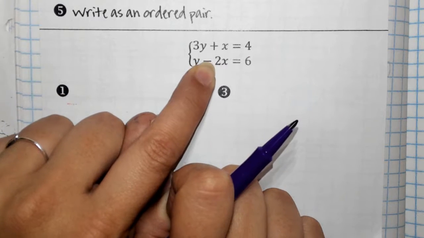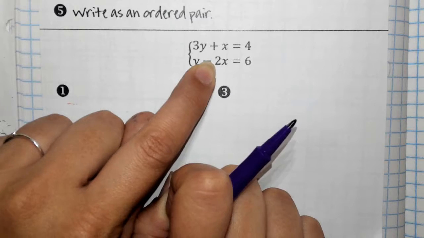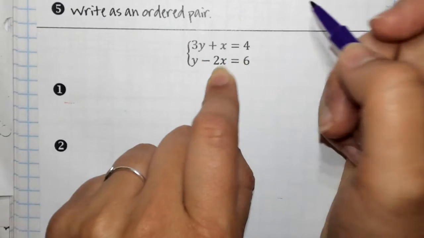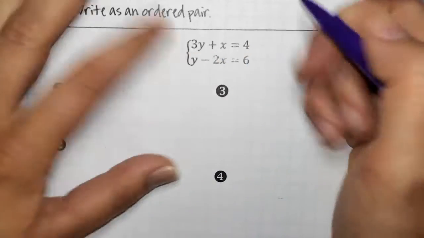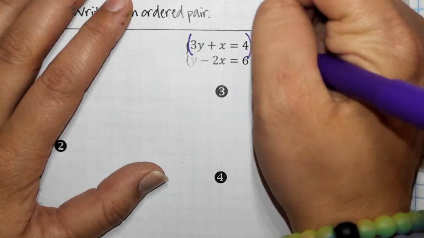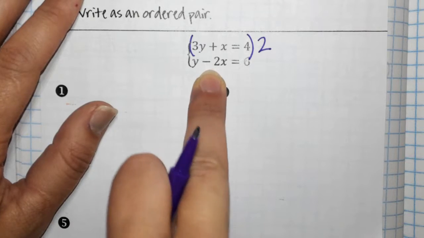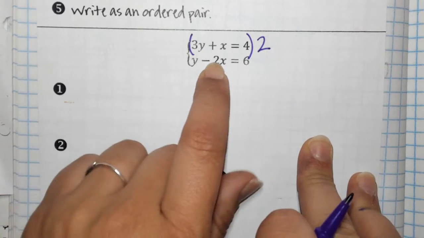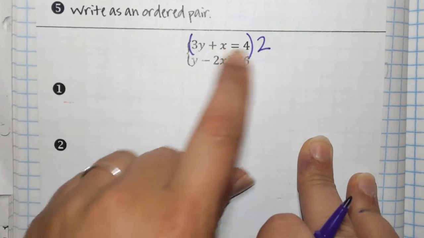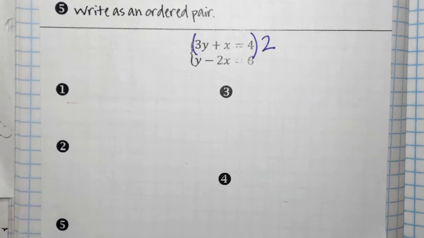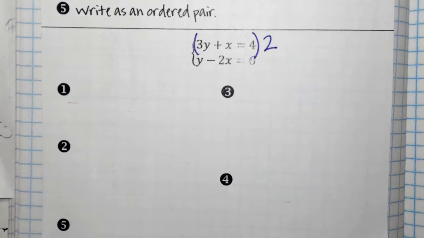Is everybody ready? Now to do this, we're going to multiply the entire top problem by 2, because we want it to have the same coefficient as this one right here. So you use whatever this number is, and you multiply the top one by 2. Is everybody with me so far?